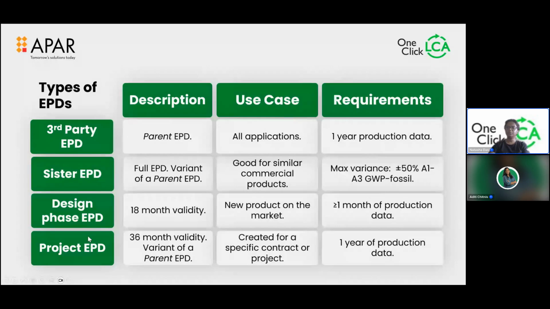The fourth thing that we have is project EPD. Let's say you are producing an EPD which is specific to a project only. You are doing something special for a client, and that client wants to have an EPD. Then it is a 36-month validity. It is created for that specific project or contract, and it should also have, of course, 1 year production data. These are the different types of EPD. Based on your requirement, you can select what suits you best. Even in the onboarding, they will also explain all of these things in detail for you.